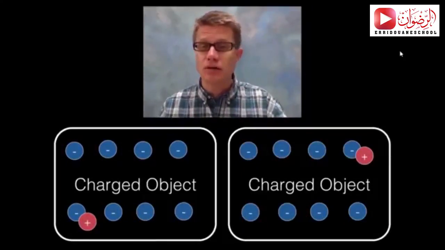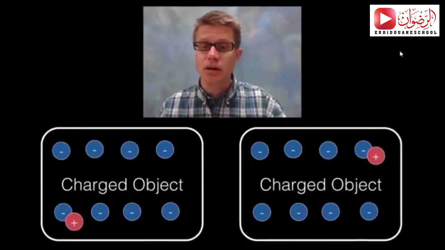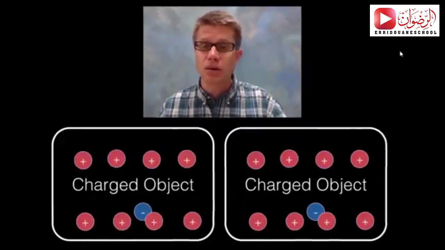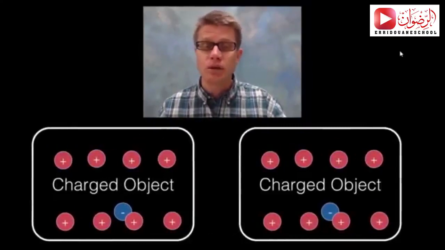Let's say we take two objects that have the same charge and move them next to each other. In this case, they both have negative charges. What will happen when I let go? They're going to push away from each other. Same thing if they're both positive. If I let them go, they're going to move away from each other.